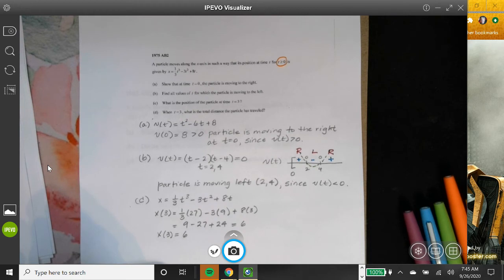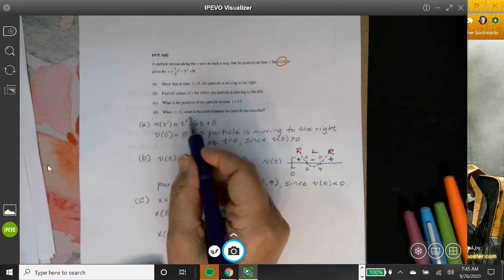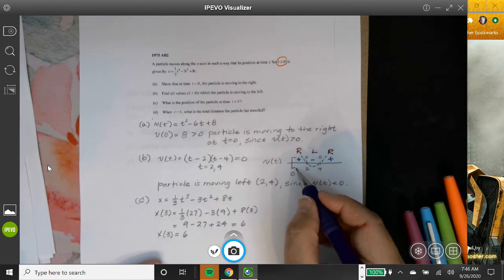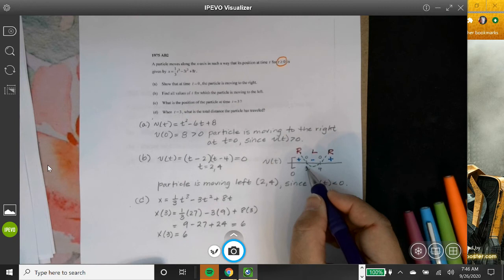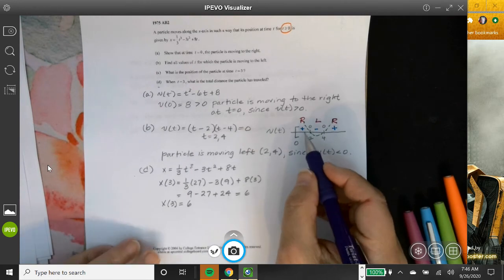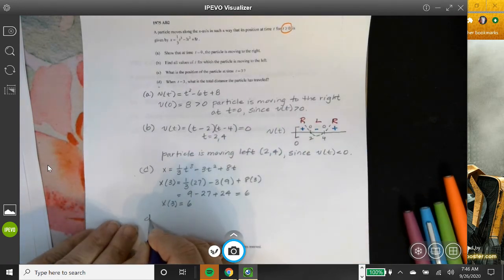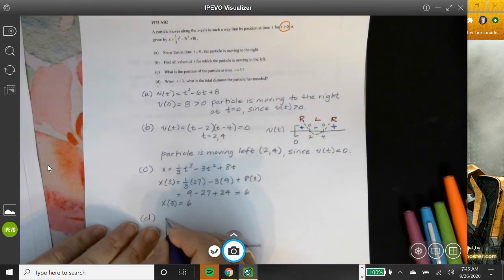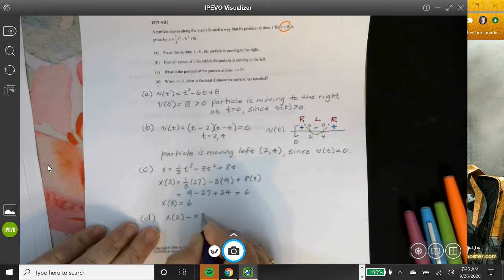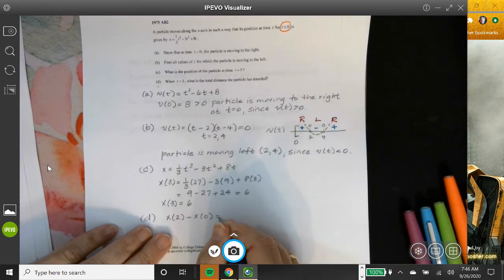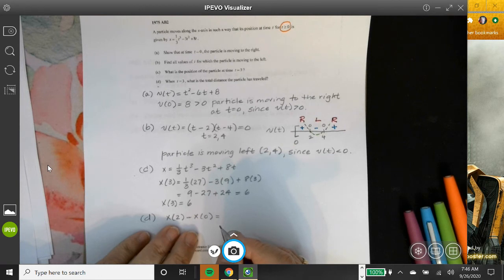And then it says, when t equals 3, what is the total distance the particle has traveled? Well, this is a little bit complicated. I have to know the distance that it went from 0 to 2. I need its position from 0 to 2, because it changed directions at 2. So x of 2 minus x of 0 is how far it went from 0 to 2.